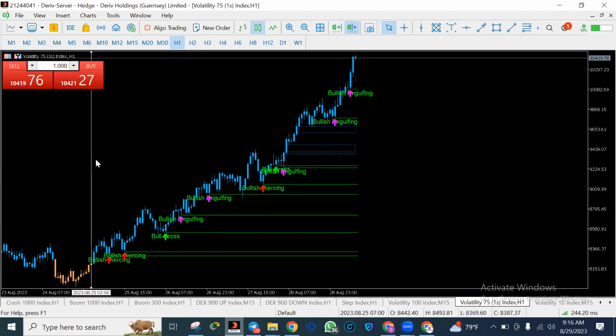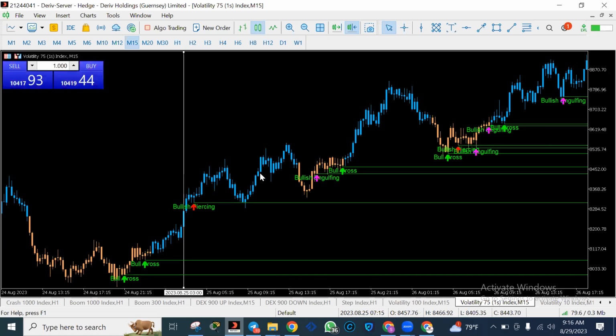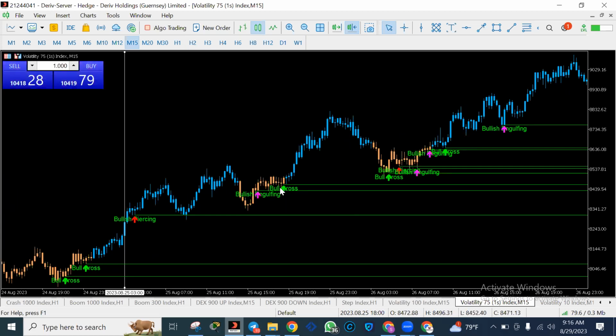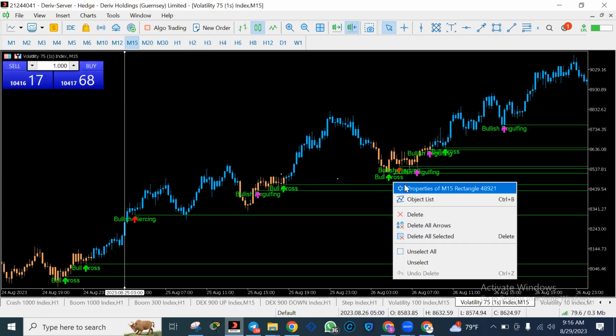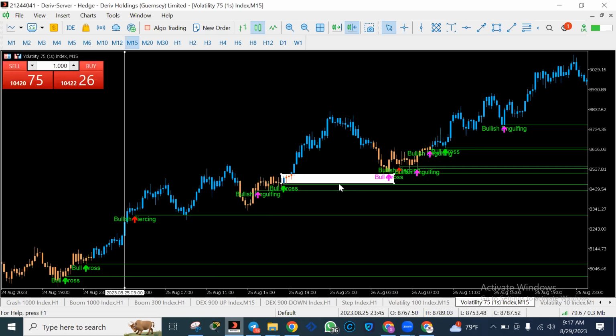Now, look at this point where I marked white, where we first had the blue color candle appearing. Now, all you have to do is go to 15 minutes and spot what? Bullish engulfing or bullish cross. You can mark them out and use them as areas of retest. Let me change this to white. Or you can use them as instant entry execution.